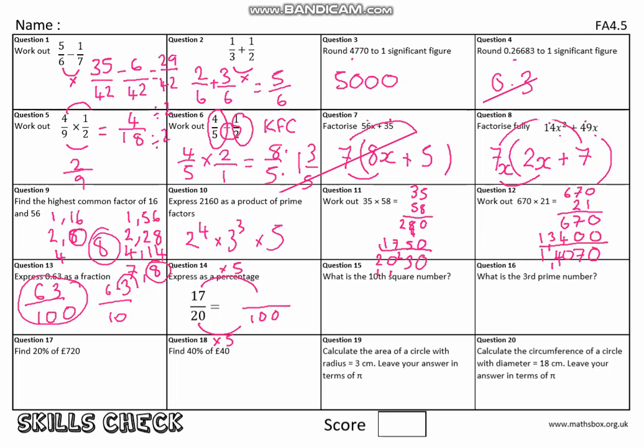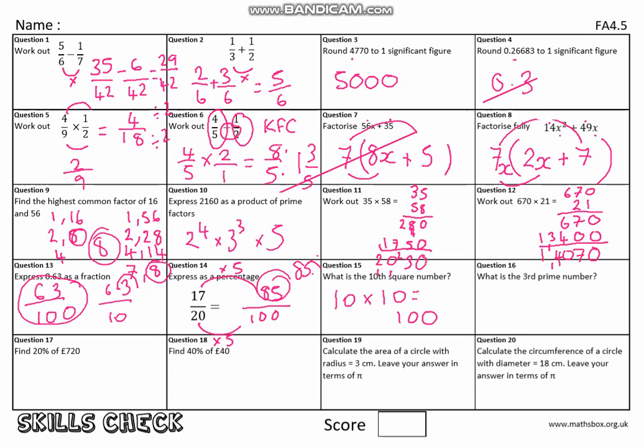So I can pop that on the top of my fraction here. And then because it's now out of 100, it's already virtually a percentage, I just take my numerator and add the percentage sign. So there's your answer there, 85%. Number 15 then. We're on to square numbers here. And so what's the 10th one? So the 10th number is 10. So therefore a square number is just timesing it by itself. So I'm going to do 10 times 10. And therefore my answer, nice and simply, is 100.